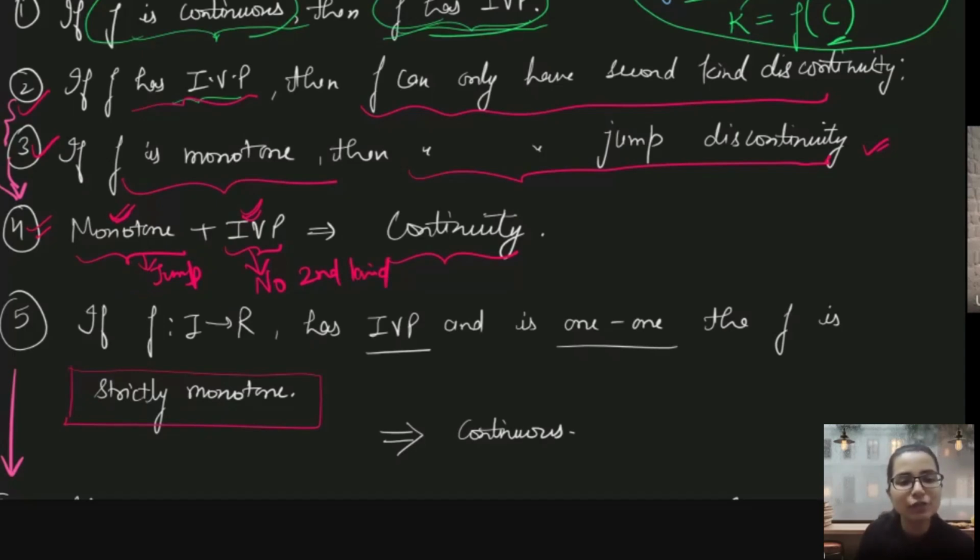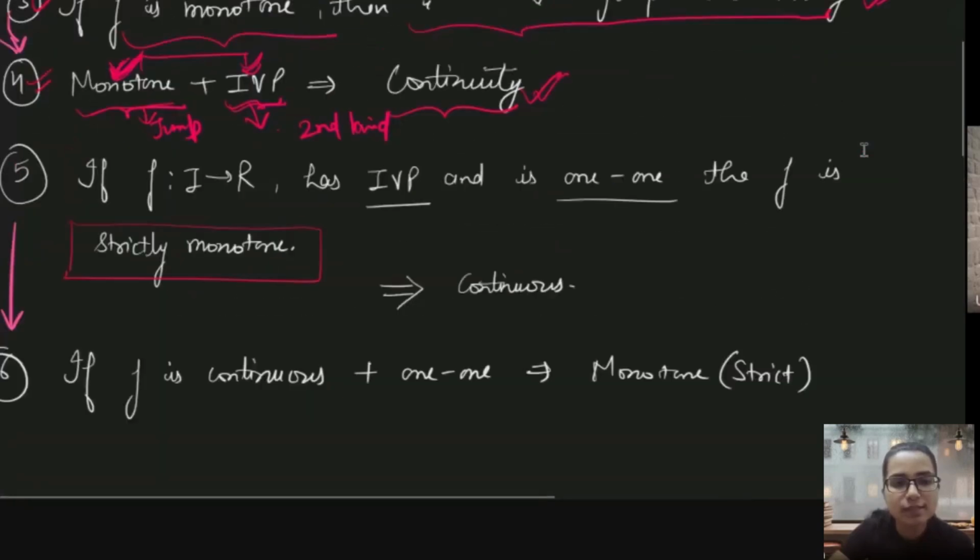If a function is monotone, it can only have jump discontinuities. And if it satisfies the intermediate value property, it can only have second kind discontinuities. So monotone says that it cannot have second kind of discontinuity. IVP says that it cannot have jump discontinuity. So all the possibilities for any kind of discontinuity are cut. The only possibility left is continuity. So when these two properties come together, monotonicity and IVP, the function becomes continuous.